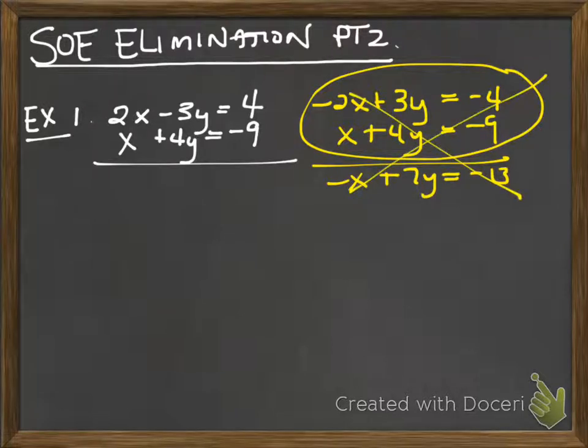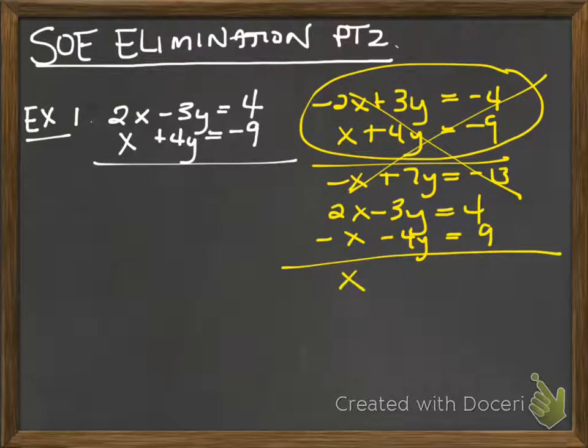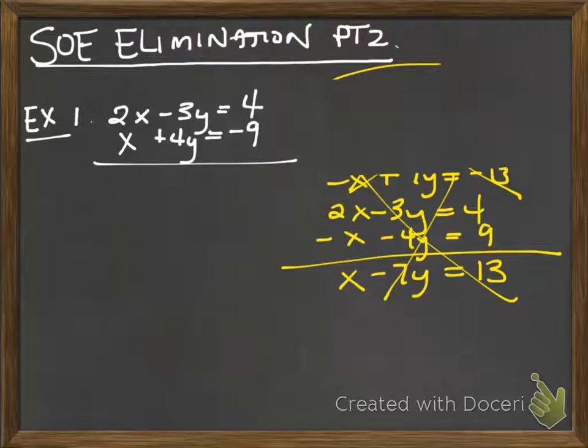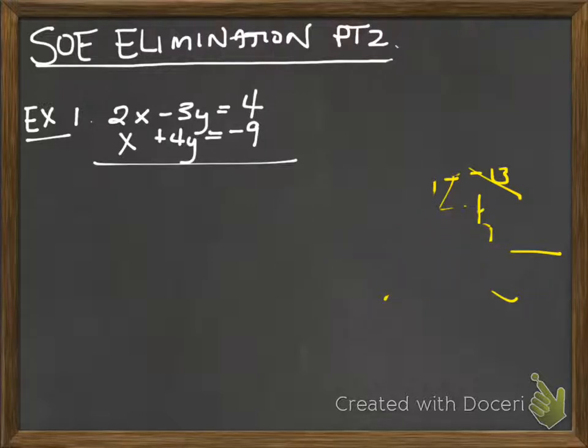If I multiply the bottom one by negative 1, I would have 2x minus 3y is equal to 4, and negative x minus 4y is equal to 9. If you look here, in this case I have x minus 7y is equal to 13. Did I cancel anything out there? No, I did not. So that doesn't work. Obviously I've got to do something a little bit more than just multiplying by negative 1. I've got to see what else I can multiply and add in order to eliminate the variable. Again, our goal is still to eliminate x or y.